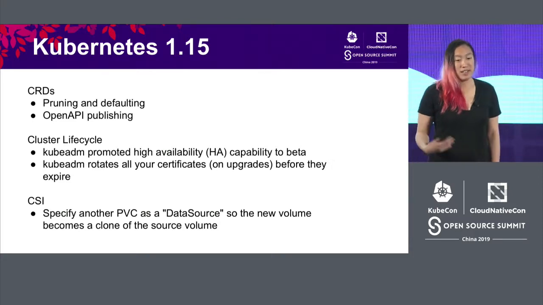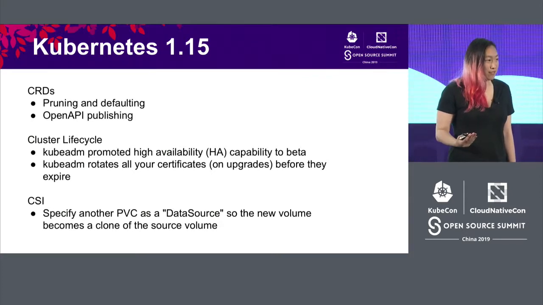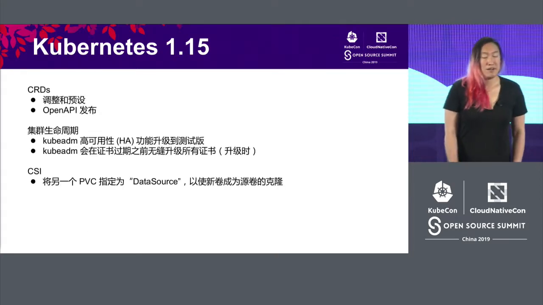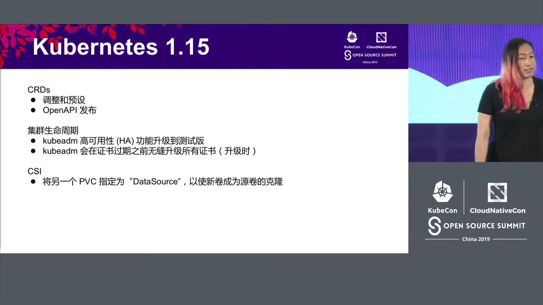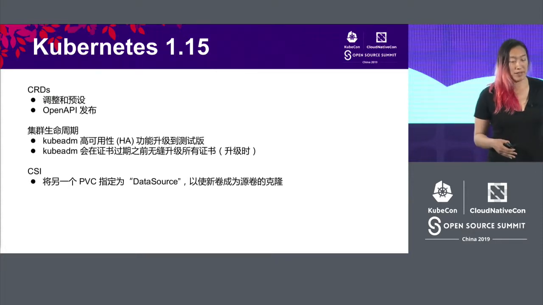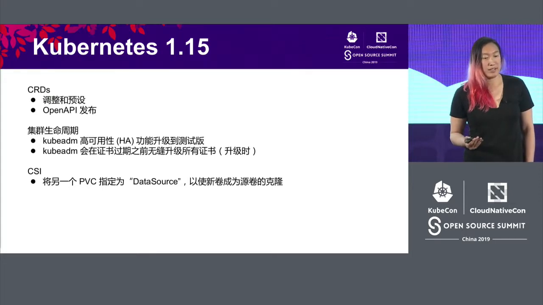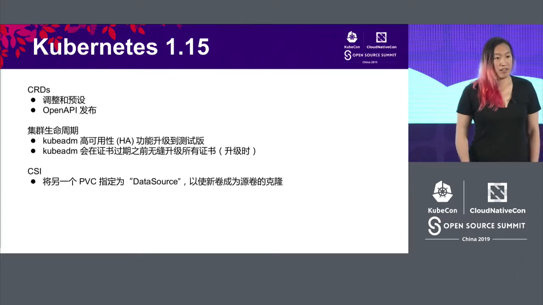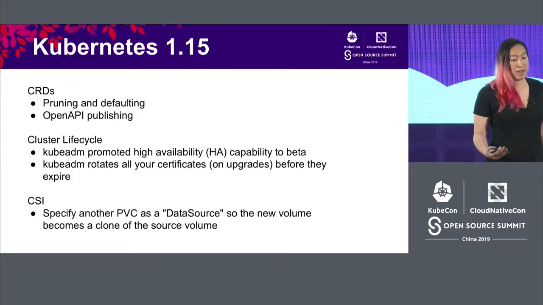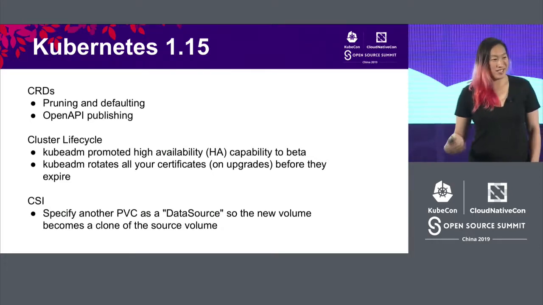So very quickly, I want to talk about CRDs. There are new features coming out for CRDs in 1.15, including pruning and defaulting. There's also OpenAPI support. In the cluster lifecycle department, there's very exciting development coming from kubeadm. So now you can have high availability cluster provisioning moving to beta. So out of the box, you can provision highly available clusters with kubeadm. You can also have kubeadm manage your certificate rotations, which is always a pain. So now you don't have to do that anymore.